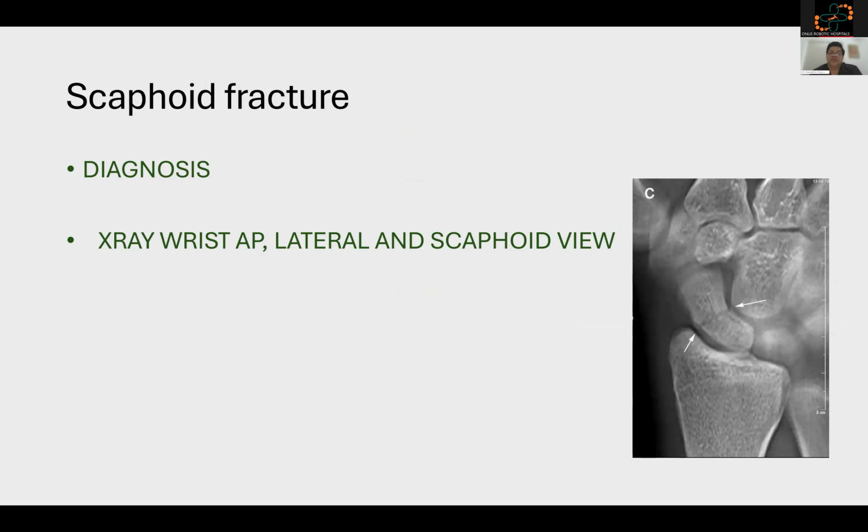Scaphoid fracture diagnosis comes to X-rays: wrist AP, lateral view, and also the scaphoid view, a special view. Only in this special view do you see the fracture. In the regular X-rays, you don't see this fracture properly because it is masked by the overlapping of the carpal bones. So even in X-rays the fracture is not always seen. You might miss it, but once there is tenderness in the anatomic snuffbox, you should always suspect a scaphoid fracture and advise the patient to go for at least casting.